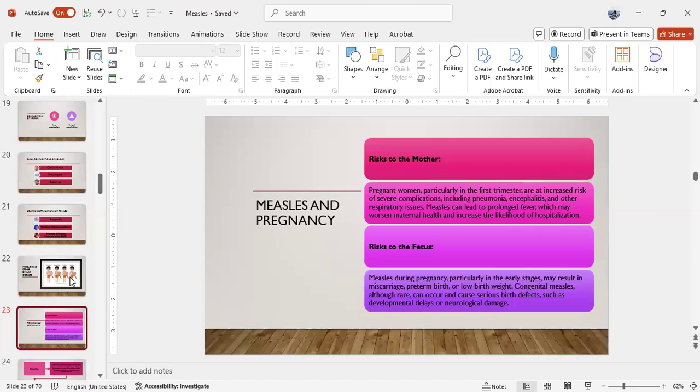A risk to the fetus include miscarriage, preterm birth, or low birth weight. Congenital measles, although rare, can occur and cause serious birth defects such as developmental delays or neurological damage.